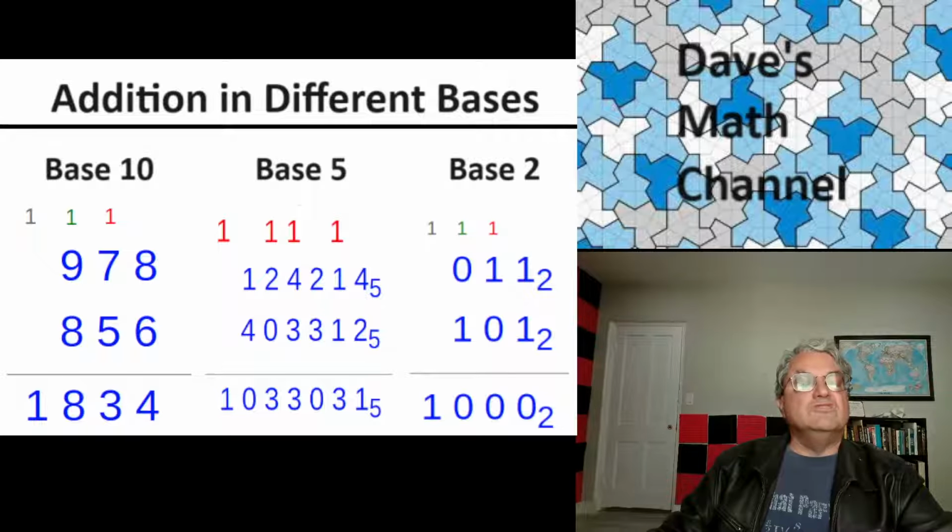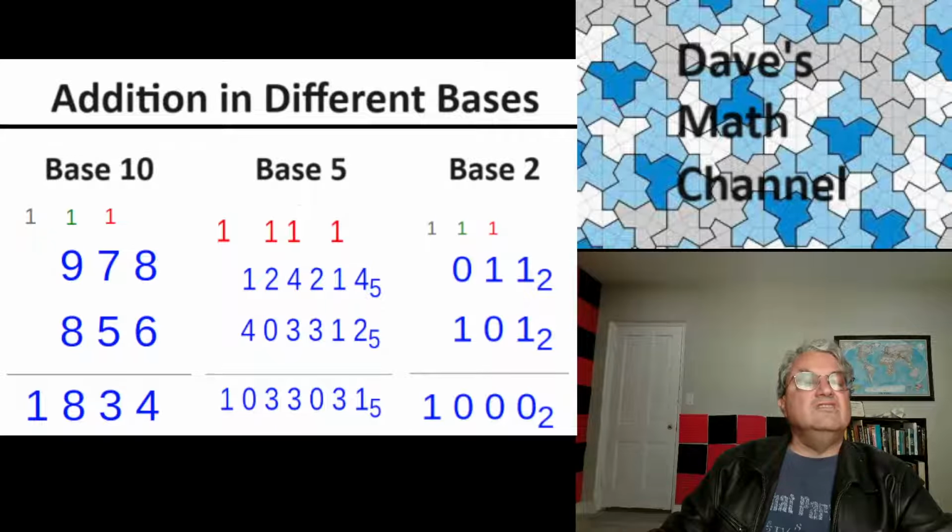We start at the rightmost column, 8 plus 6. That's 14. But 14 is bigger than 10, so you have to carry a 1. That's why we write this 1 in red above the next column. So now we're adding 1 plus 7 plus 5. That gives you 13. And again, you have to carry because 13 is bigger than 10. You write another 1, but you write down the 3. Keep going.